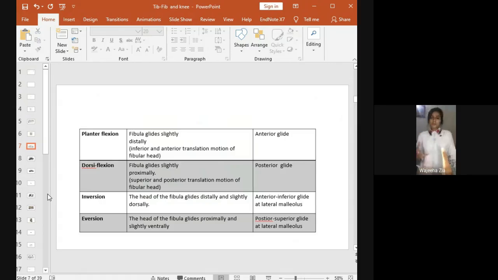So there are four movements: plantar flexion at the foot, dorsiflexion, inversion, and eversion. When the foot moves into the plantar flexion direction, what will happen to the fibula?